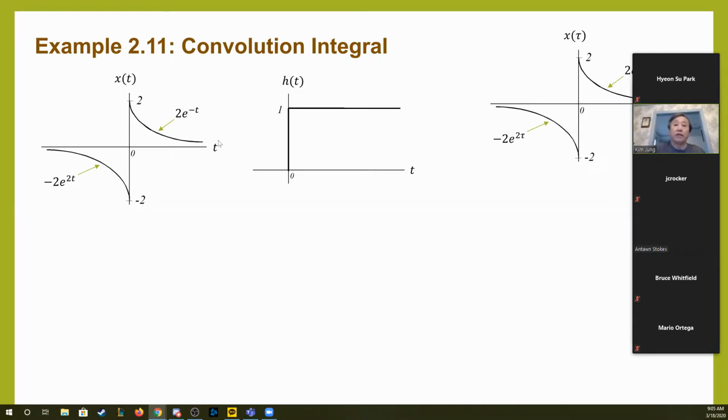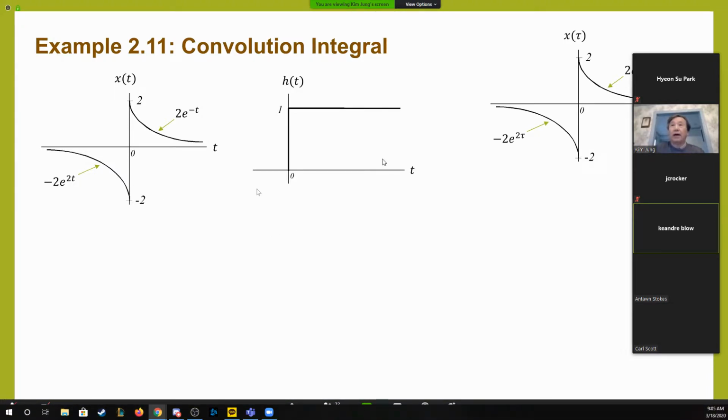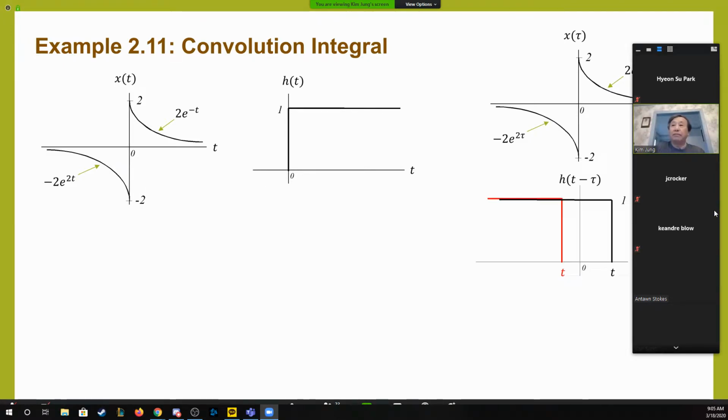So this t is changed to tau, and then 2 times e to the minus t is changed to 2 times e to the minus tau. And this one, minus 2 e to the 2t, changed to minus 2 e to the 2 tau. Just every t changes to the tau domain. Okay? Now, h of t is changed to h of t minus tau.